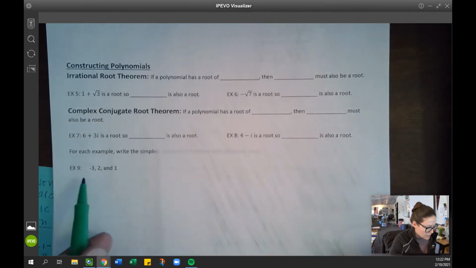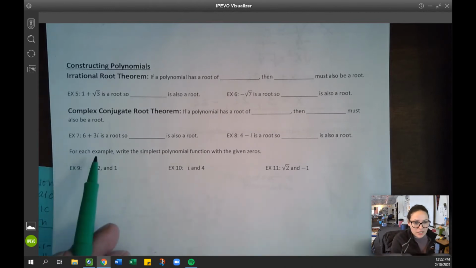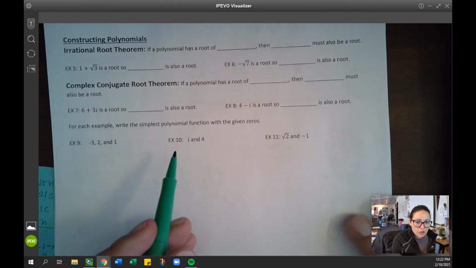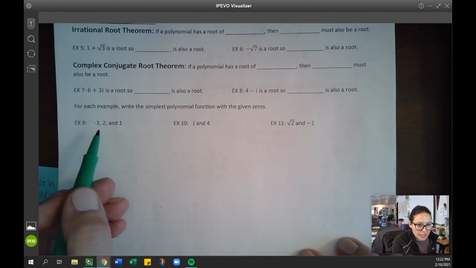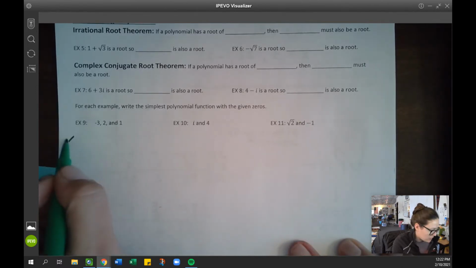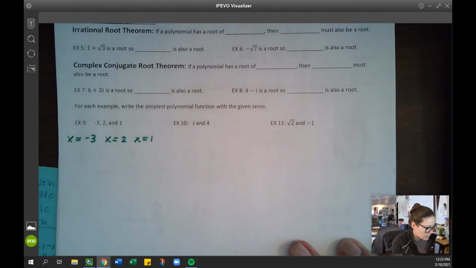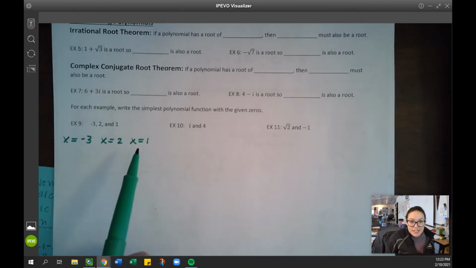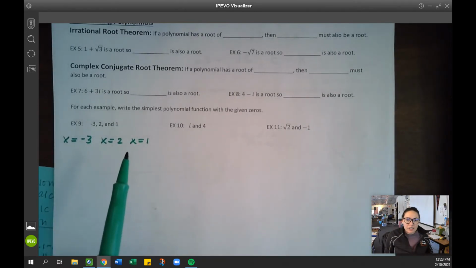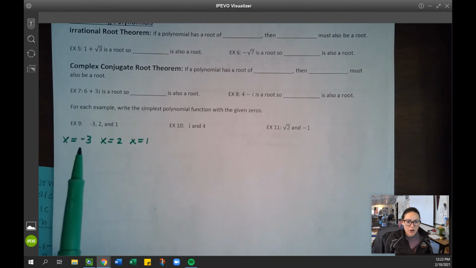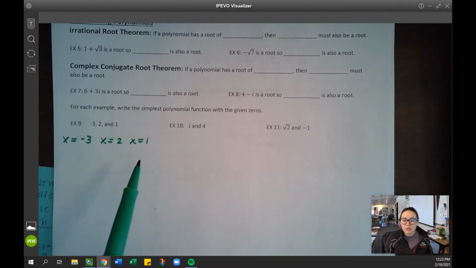So I want to actually start with example 9. It says, for each example, write the simplest polynomial function with the given zeros. We are told that this polynomial has a 0 at -3, at 2, and at 1. So these are the zeros. Now, since there are 3 zeros, I know that my final polynomial is going to be a cubic function, degree 3, because the fundamental theorem of algebra tells us that however many zeros there are, that's the degree of the polynomial.